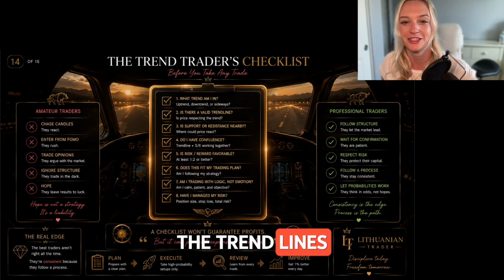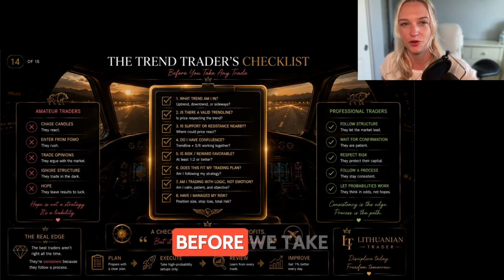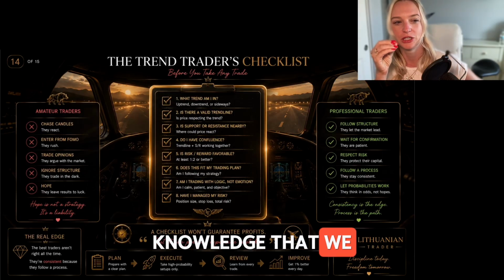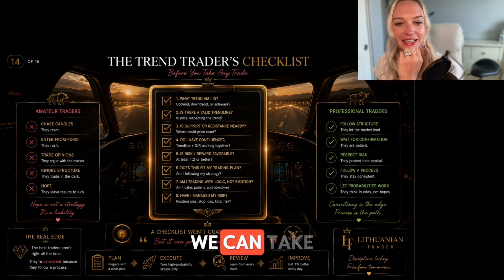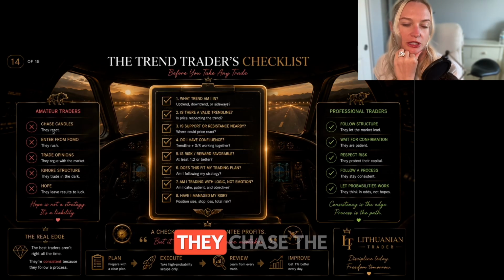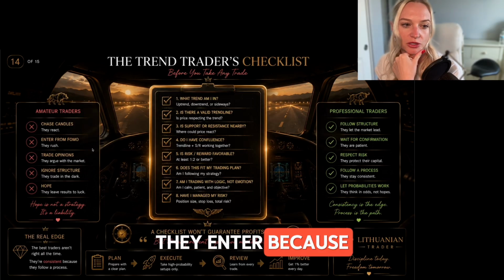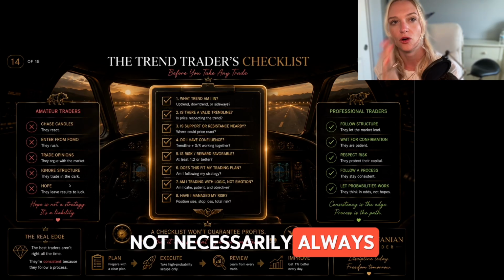The trend lines checklist. See, before the planes take off, before we take off with all the knowledge that we consume, let's see our checklist. Let's see if we can take off yet. So one of them: amateur traders, they chase the candles, they enter because they're missing out, they ignore the structure, they hope. And not necessarily always hope.